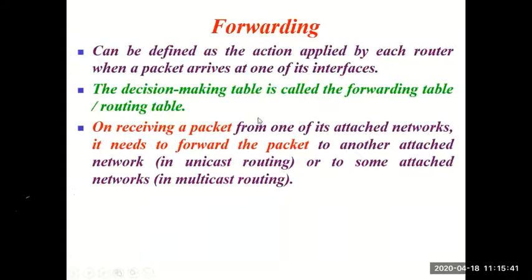Next, on receiving a packet from one of its attached networks, the router needs to find where it should forward the packet and send it on that outgoing interface. If it is unicast routing, it should forward it only to one path. If it is multicast, it may need to send it to multiple attached networks, not a single network. So remember, I think you remember the difference between unicasting and multicasting. Yes? What is the difference?